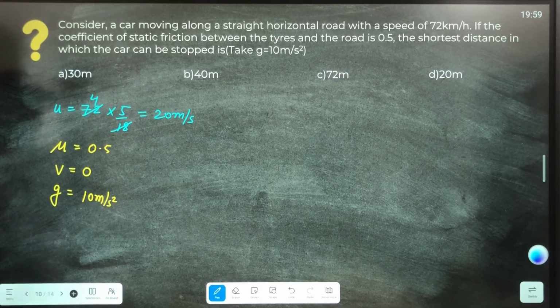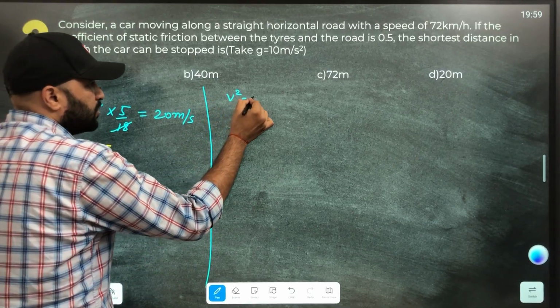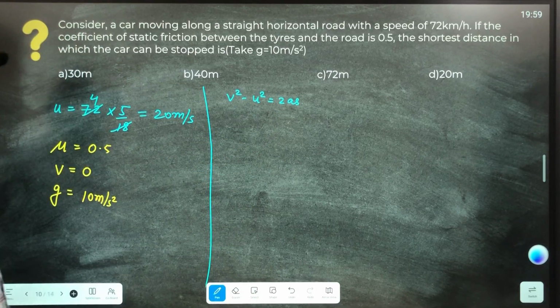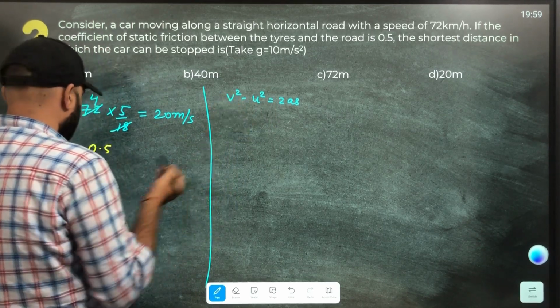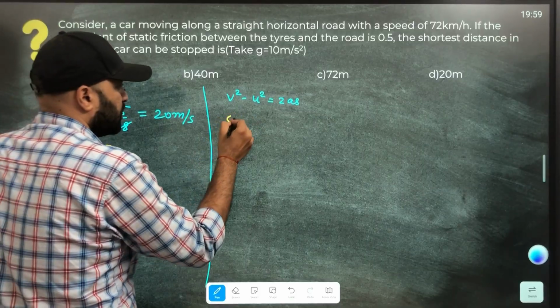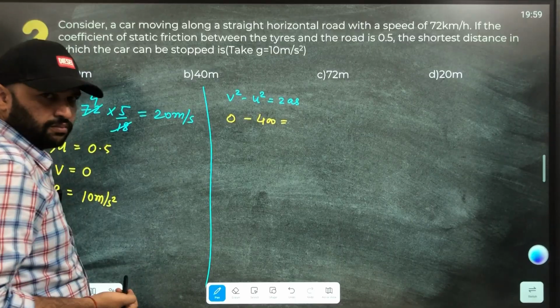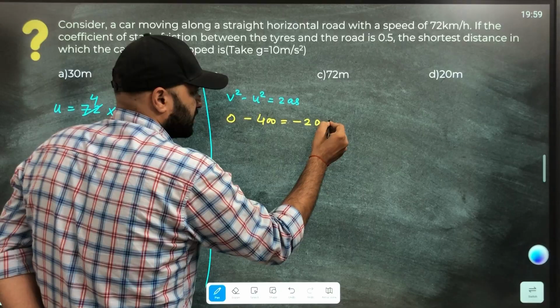Clear? So we are stopping the car. If you are stopping the car, it simply means v square minus u square equals 2as. Okay, so if the coefficient of static friction is this much, the shortest distance, so we have to find s in this case. Now v is 0, u is 20 meter per second, so 400. It will be retardation, so minus 2a, and distance we have to find.